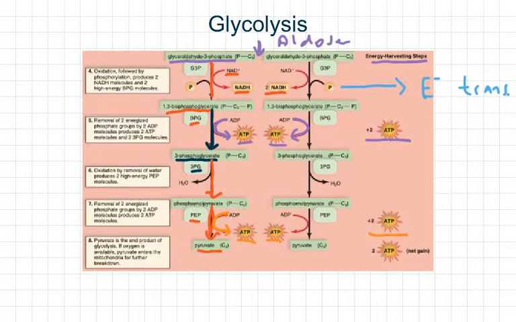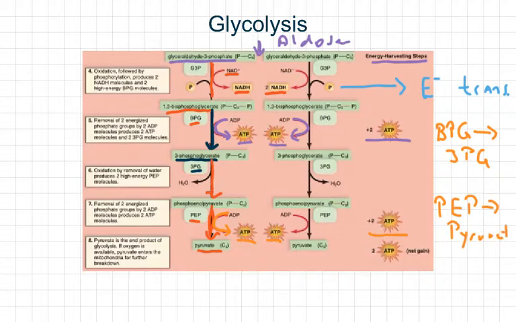And so what we find is at the levels of BPG to 3PG and our PEP to pyruvate, these are the steps that create our ATP. And then since we had already invested 2 ATP in the first half of the glycolytic pathway, this is why we only have a net gain of 2 ATP by the end of the glycolytic process.